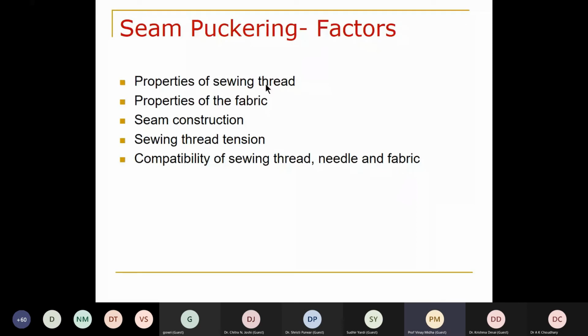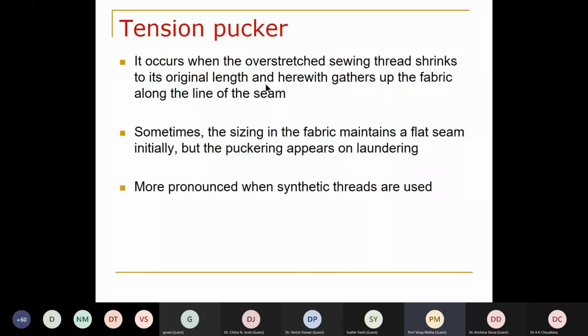Then these are the main parameters which affect the puckering: the properties of the sewing thread, the properties of the fabric, the seam construction, sewing thread tension, and then compatibility of the sewing thread, needle and the fabric. And there are different types of pucker which can be seen. First of all, we have the tension pucker, which occurs when an overstretched sewing thread is used.